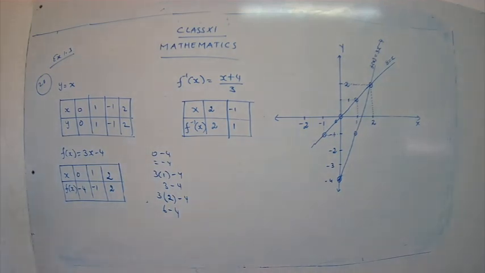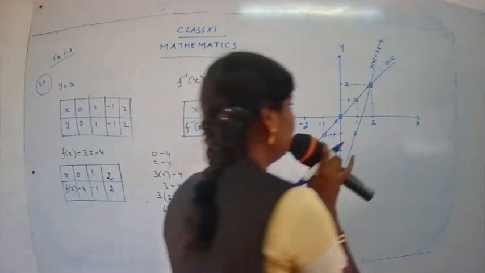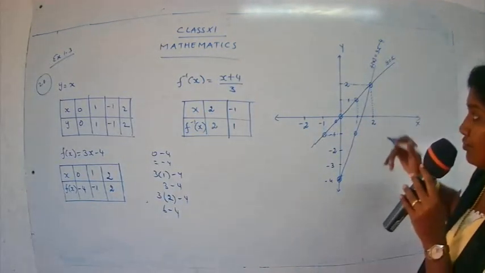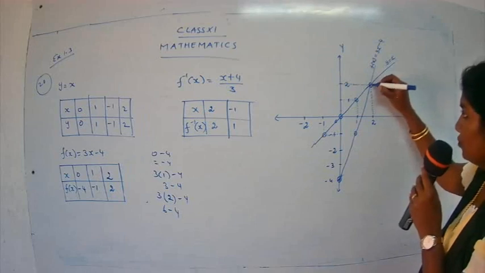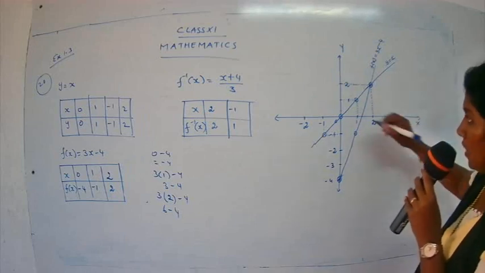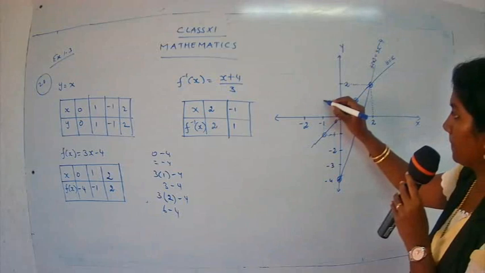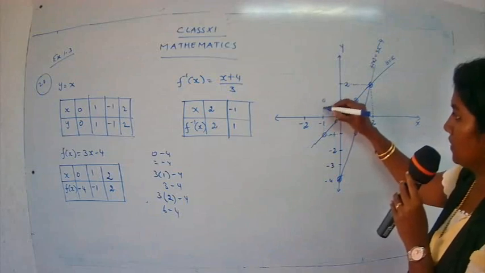Okay, done. So have you completed f of x, children? 3x minus 4. Do it. Let's go for one more thing. Yes, one is f inverse x. So plot for f inverse x. So what is that? 2, 2. It's here. 2, 2. Minus 1, 1. Somewhat here. Minus 1, 1.